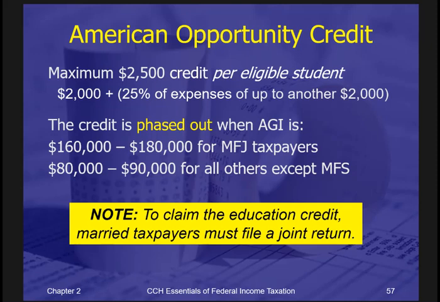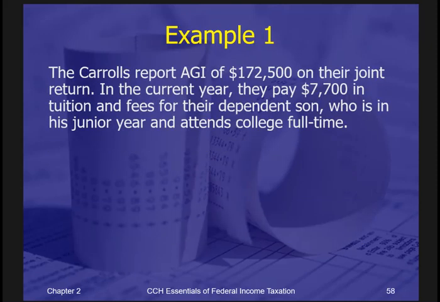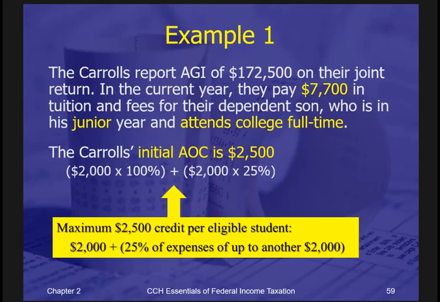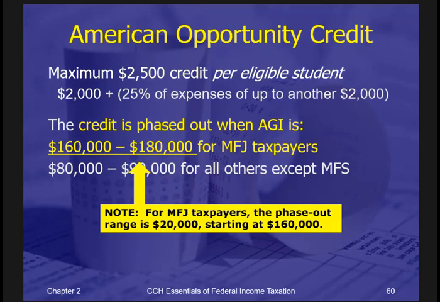And there's your phase out ranges: $20,000 for married filing jointly, and $10,000 for married filing separately. So we find that they paid $7,700. We know that that's more than can be even considered. Okay, $2,500 is the maximum. So 2,000 times 100%, 25% of the next 2,000. So that's 2,500. He's full time. He hasn't done 4 years, so that qualifies for the AOC.